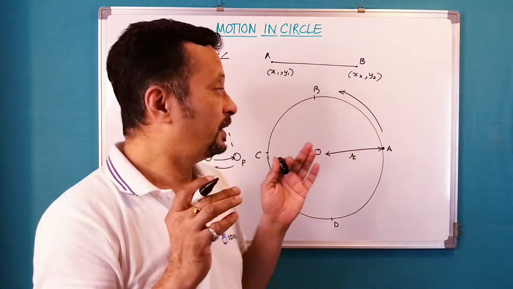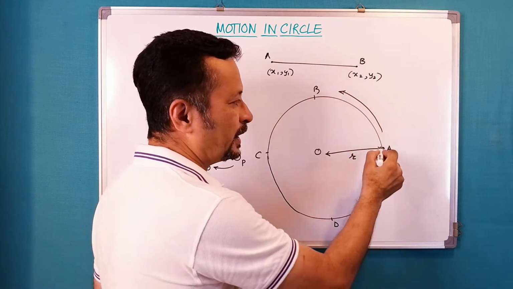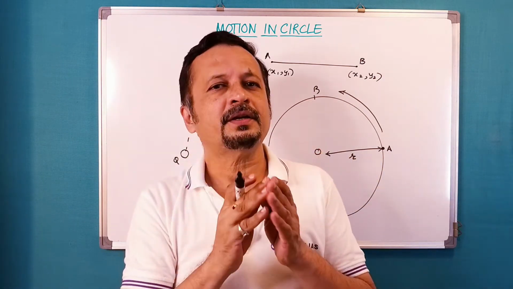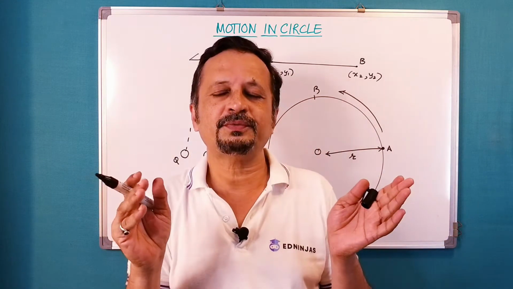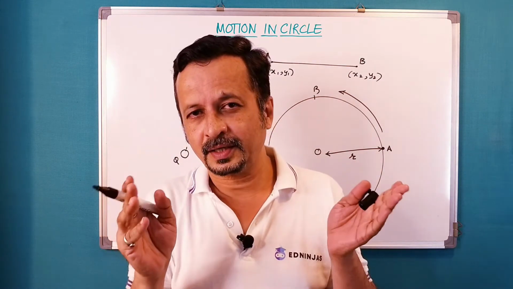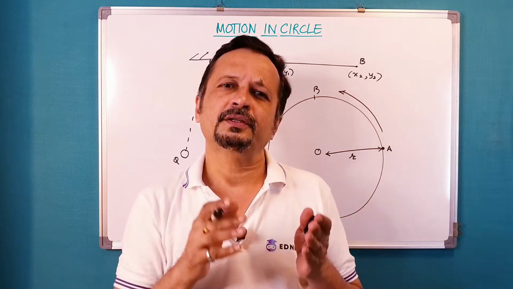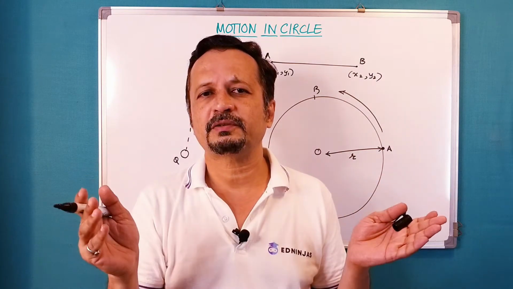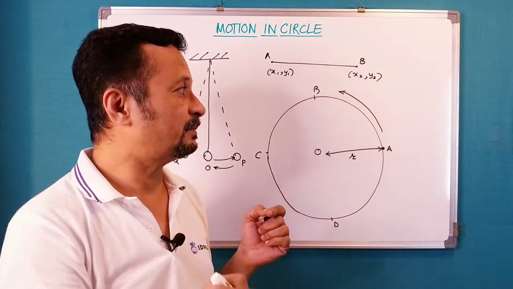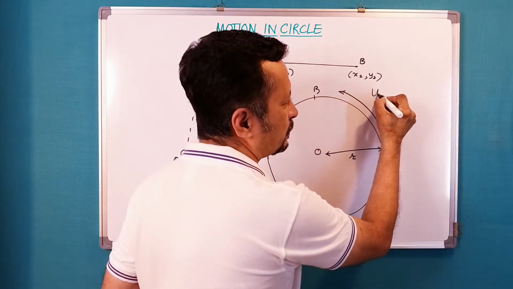Now if the time taken from A to B to C and back to A is the same, that is, if the speed along the circumference of the circle remains the same, or in other words the particle moves along the circumference of a circle with uniform speed, then it is called uniform circular motion. Now what is uniform speed? Speed is said to be uniform if the particle travels equal distances in equal intervals of time. So when a particle moves along the circumference of a circle with uniform speed, it is called uniform circular motion or UCM.